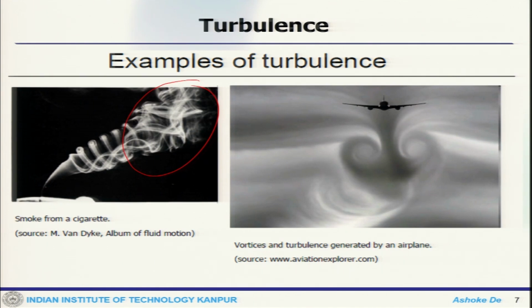Another realistic example: when there is an aircraft flying, you see a nice structure like this, which is basically vortices generated by the airplane, that is a big structure. So, these are highly turbulent in nature. So, that is what one can look at, different examples of turbulence and other applications.